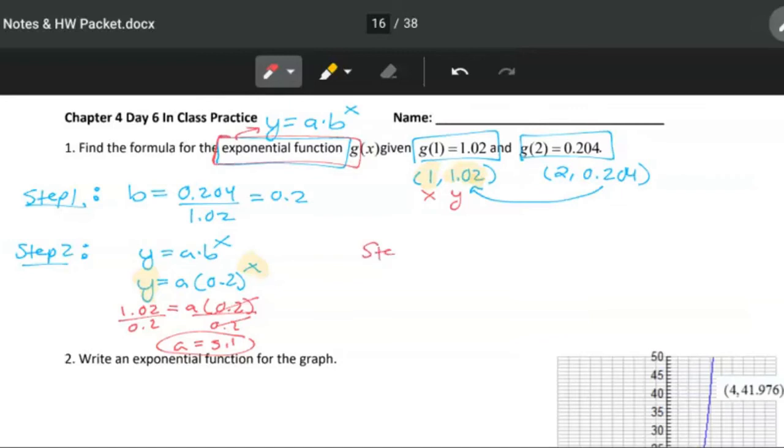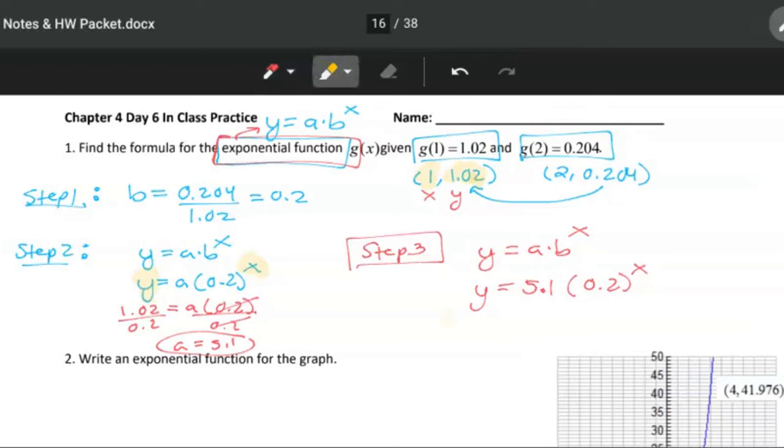All right, so step 3, let's put it all together. We were trying to come up with something in this form, y equals a times b to the x. We just found our a was 5.1. Our b, we said, was 0.2 to the x power. And that right there is our final answer: 5.1 times 0.2 to the x power.